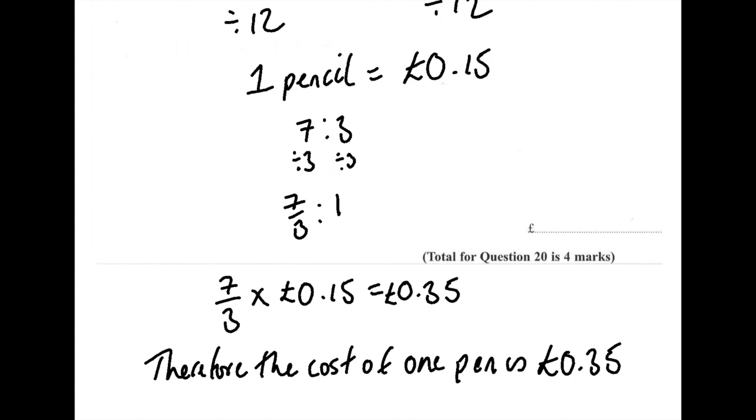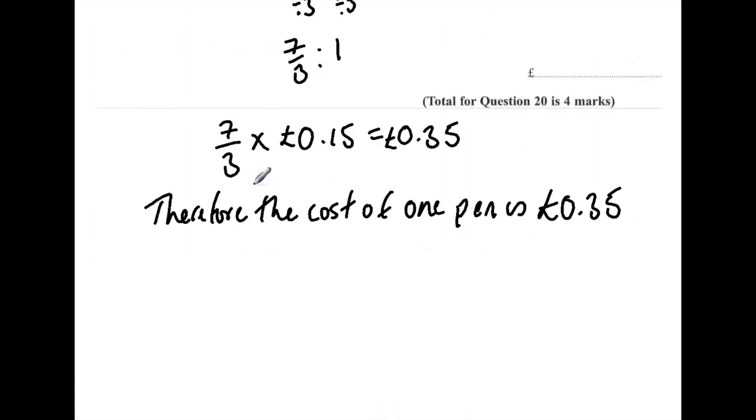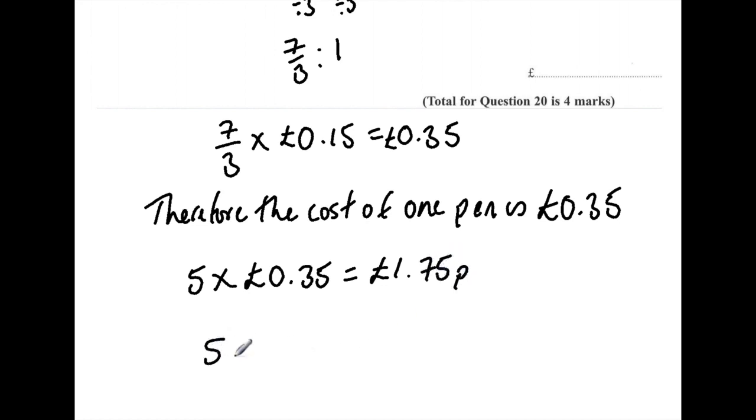However, the question wants us to find the cost of 5 pens. So I'm going to multiply 0.35 by 5. So 5 times 0.35 is equal to £1.75. So that's the cost of 5 pens. So 5 pens is equal to £1.75, and that's our final answer.